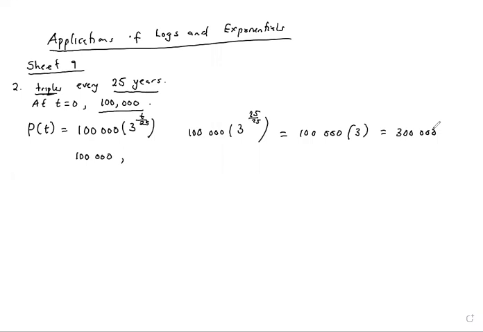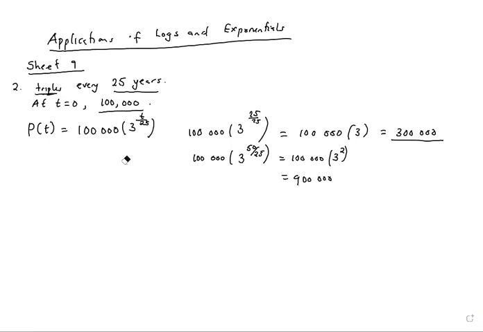Then it triples again after another 25 years, meaning at 50 years it will triple. That is 50 over 25, which is 2, so 100,000 times 3 to the power 2, which is 900,000. So it makes sense. It has tripled again, the tripling is happening for the 300,000. So the equation makes a lot of sense. That's how it comes about.